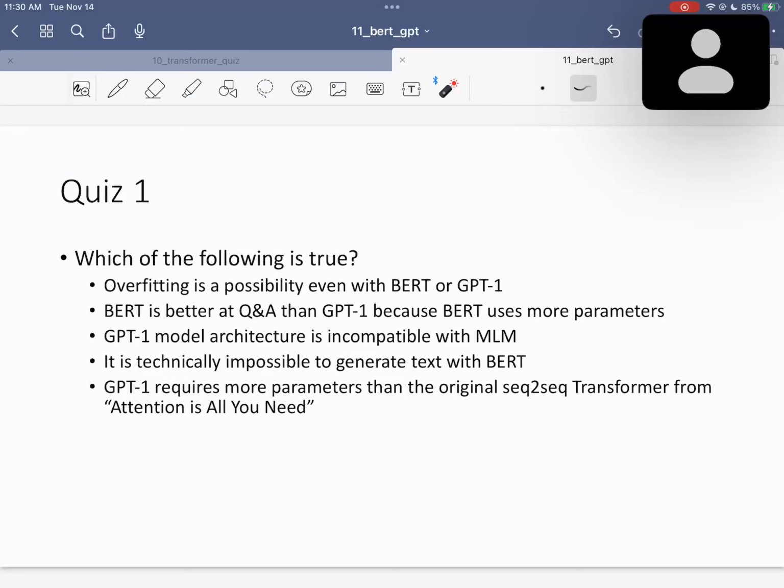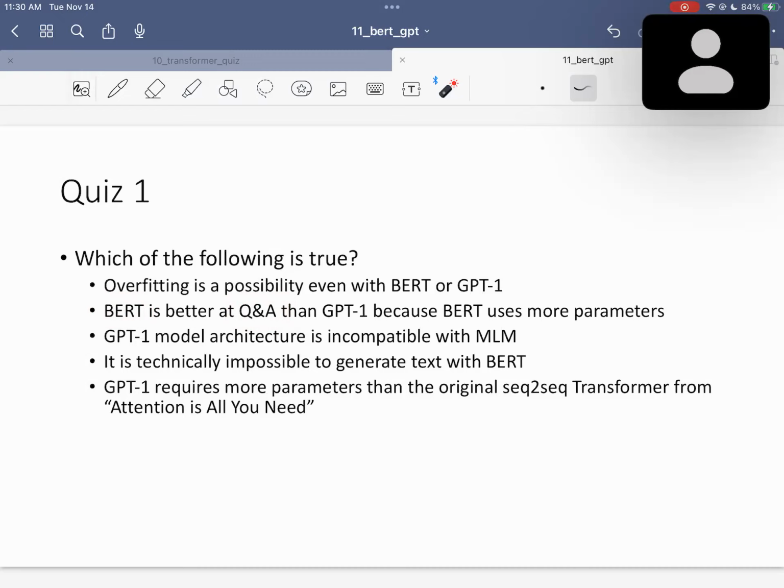So if you look at this, BERT and GPT have the same number of parameters because GPT-1 doesn't use encoder-decoder attention, so it only uses masked self-attention and feed-forward network, right? So it has the same number of components as the encoder, so it has the same number of parameters actually. And even regardless of that, BERT being better at Q&A is because of its bidirectionality actually. So it has nothing to do with the parameters.